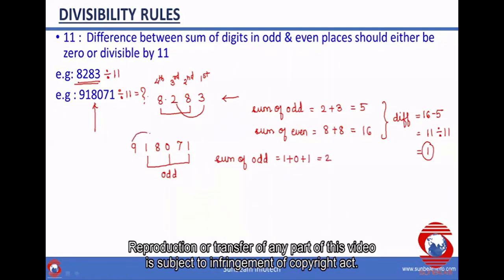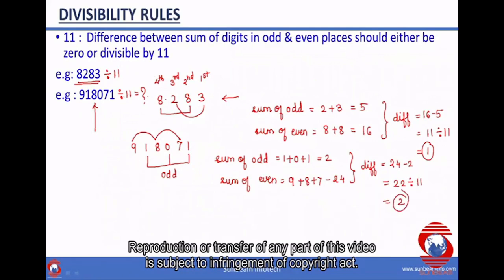And can you tell me the addition of the even places? So what is the sum of the even places? Can I say it is 9 plus 8 plus 7? So can I say it is equal to 24? Right? So if I have to calculate the difference, what will it be? It will be 24 minus 2, or can I say the difference is equal to 22? So is 22 divisible by 11? The answer is yes. And so can I divide this number by 11? So the answer is yes, I can divide it by 11.